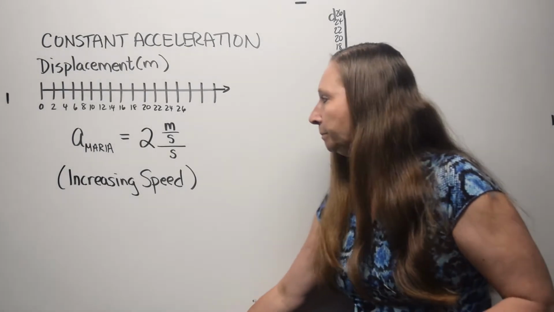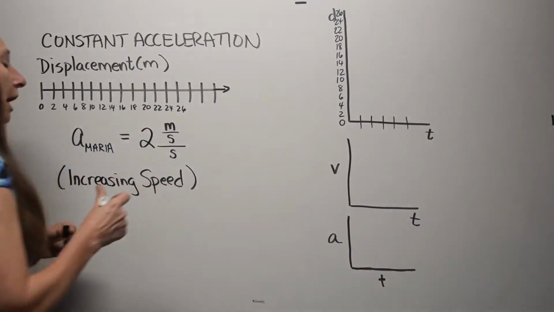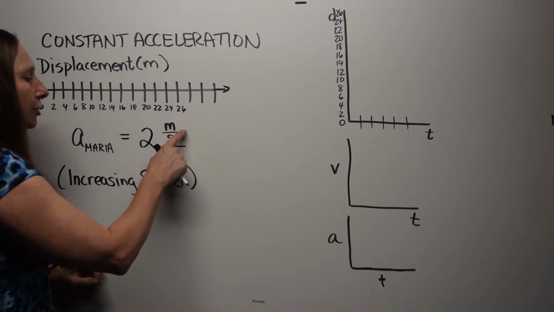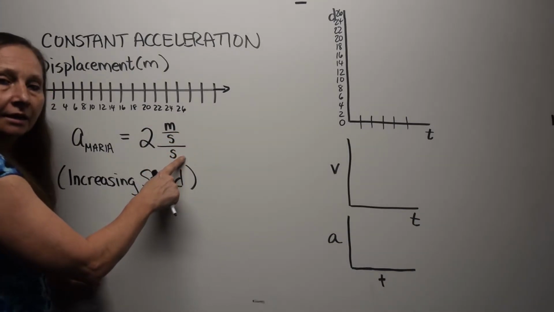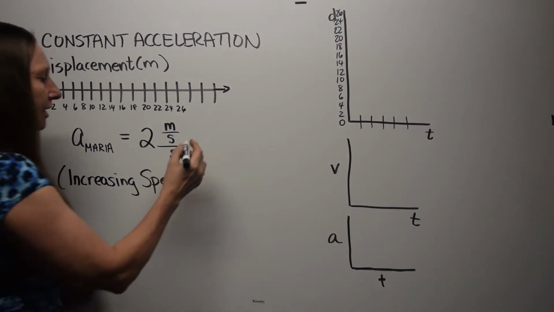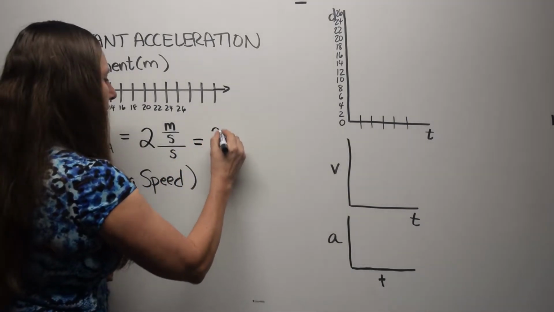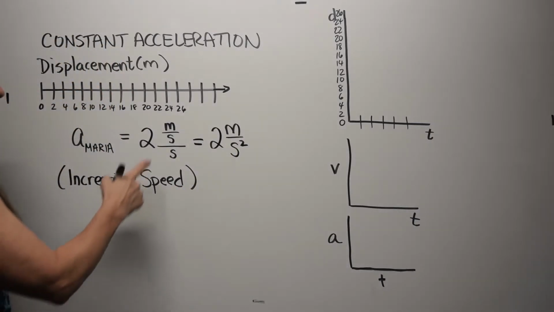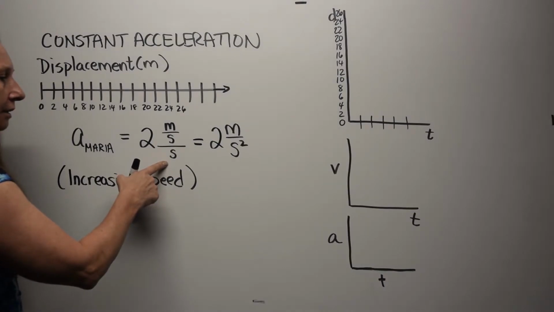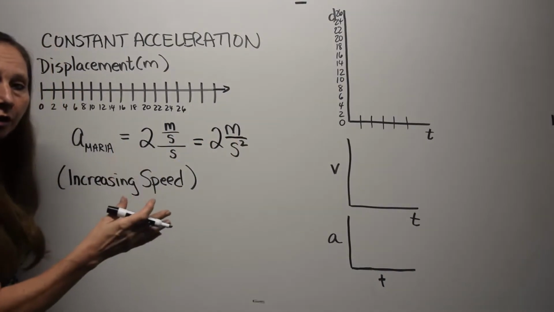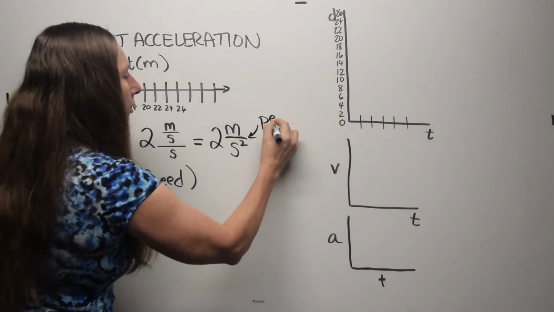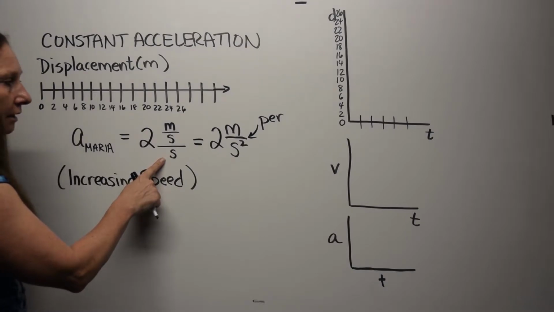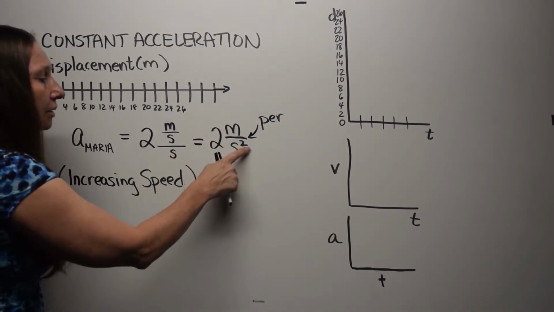Increasing your speed is one way to accelerate. Now, I want to look at the unit for acceleration for just a moment. The unit is meters per second per second. Now, what does that simplify to? That simplifies to meters per second squared. Every time you see the line, you say per, P-E-R, per. So meters per second per second is the same as meters per second squared.